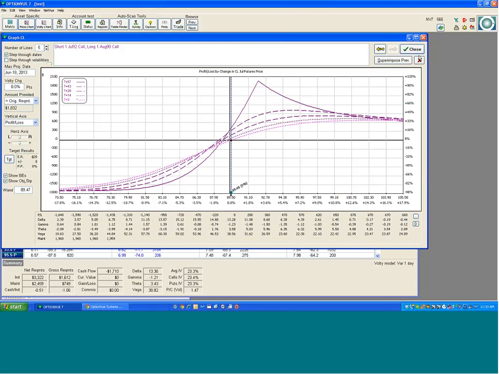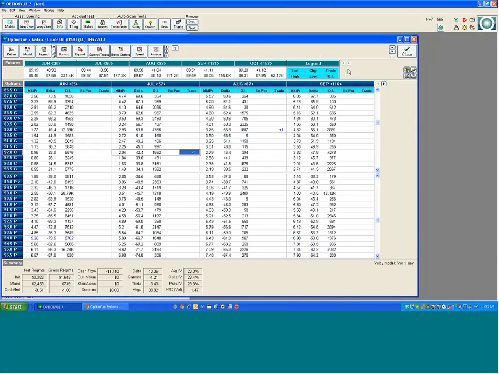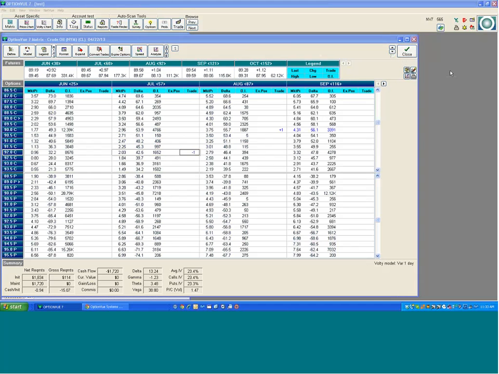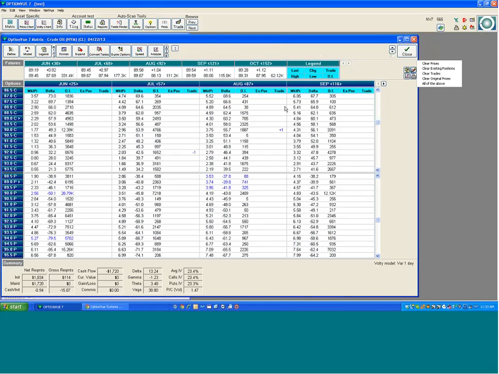Okay, let's see. Can I show how an at-the-money butterfly works so we can see a trade with negative vega and positive theta? Yes. All right, let's look at that. An at-the-money butterfly would be the following.